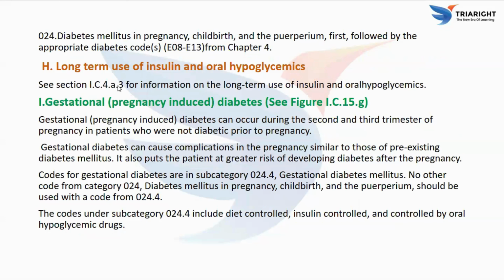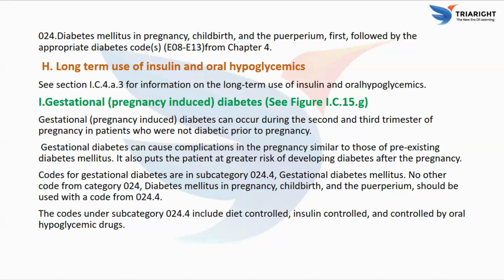The next guideline is long-term use of insulin and hypoglycemics. Some pregnant women take insulin or oral hypoglycemic drugs, that is, medicines that lower the blood sugar. If a woman uses these medications long term, another code must be added to show this. These codes come from the Z79 category. Z79.4 is for long term or current use of insulin, and Z79.84 is assigned for long term or current use of oral hypoglycemic drugs. These are the additional codes which are used along with the pregnancy diabetes codes.